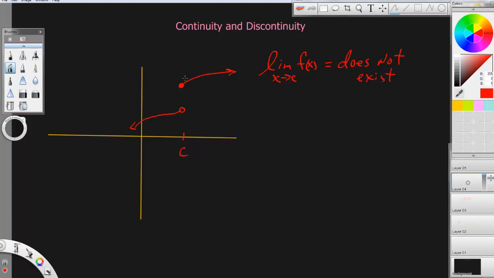Because as I approach it from this direction, it's up here, and as I approach it from this direction, it's up here, and the left and right-handed rule says it has to be the same. So there's no limit to this. What would f of c be? Well, f of c is this right here. This output, after you plug the value of c into your equation, I didn't even specify what the equation was, but this would be f of c, which is not equal to the limit because this thing doesn't even have a limit anyway.